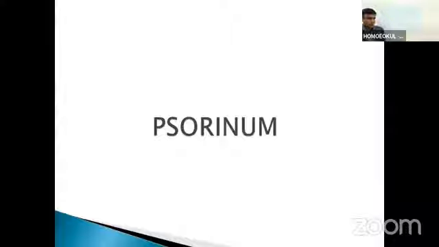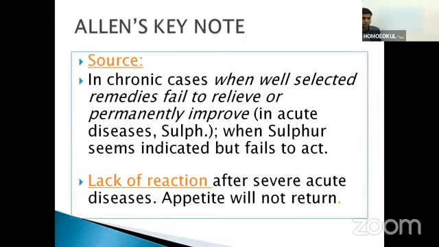Okay. So now start Psorinum. Next slide. So best way to study Materia Medica, always keep your book, especially Allen's Keynote, with you. This is the best way.